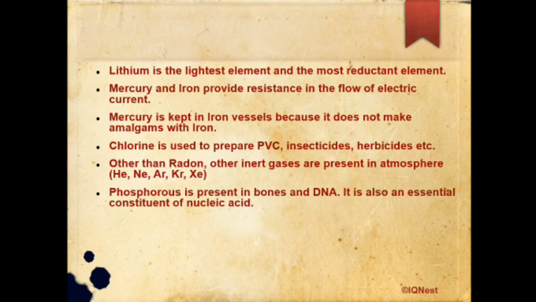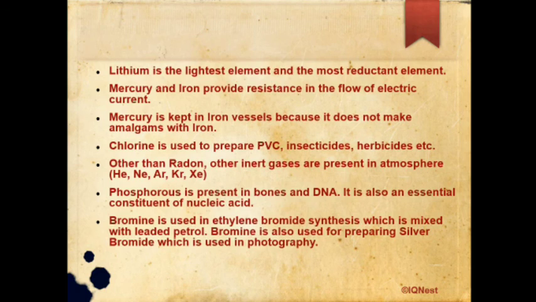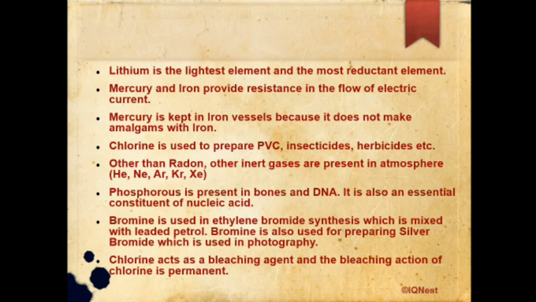Next point, phosphorus is present in bones and DNA. It is also an essential constituent of nucleic acid. The next point, bromine is used in ethylene bromide synthesis, which is mixed with leaded petrol. Bromine is also used for preparing silver bromide, which is used in photography. And the last point, chlorine acts as a bleaching agent and the bleaching action of chlorine is permanent. So friends, these are the important facts related to the elements present in the periodic table.